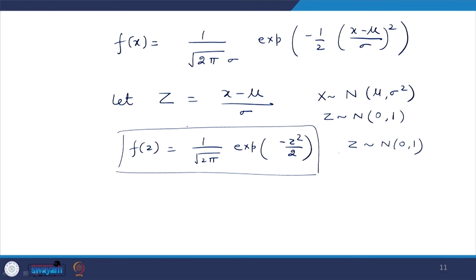So, now the only thing we have to show is that the mean of this distribution is 0 and the variance is 1. So, we have to find the expectation of z, which is the integral from minus infinity to plus infinity of z into f(z) dz.